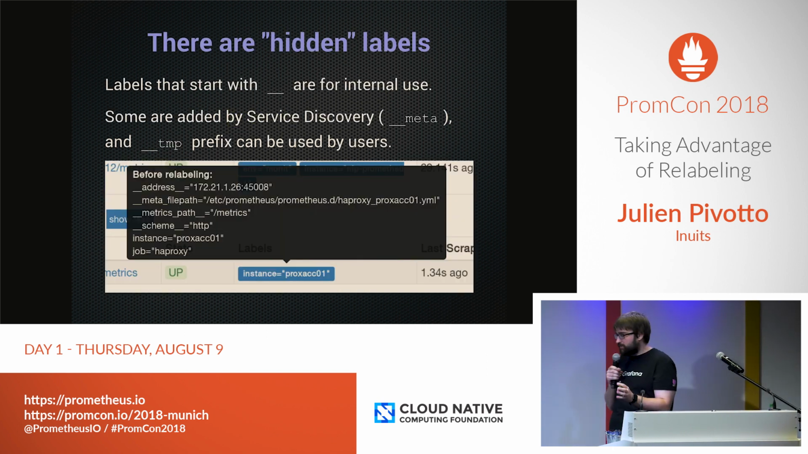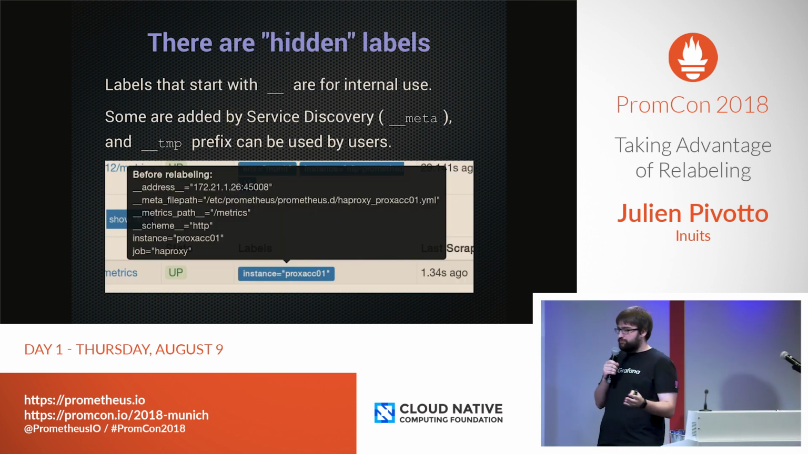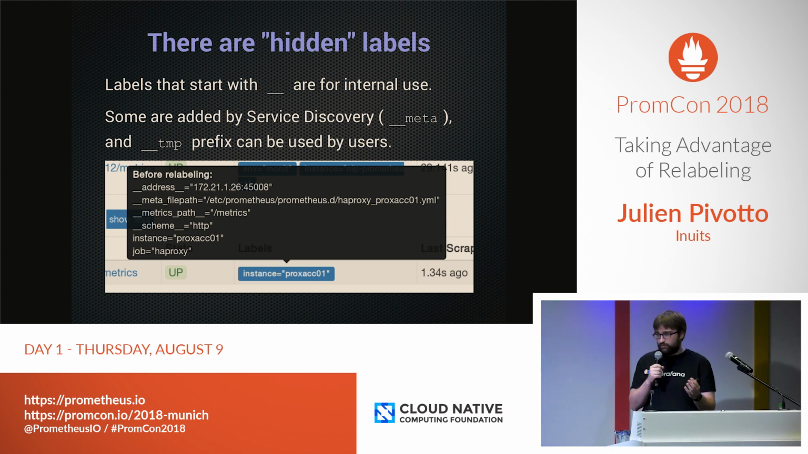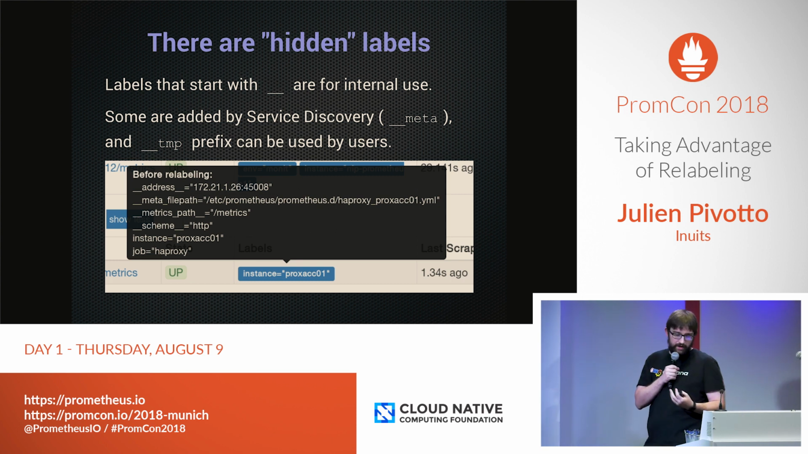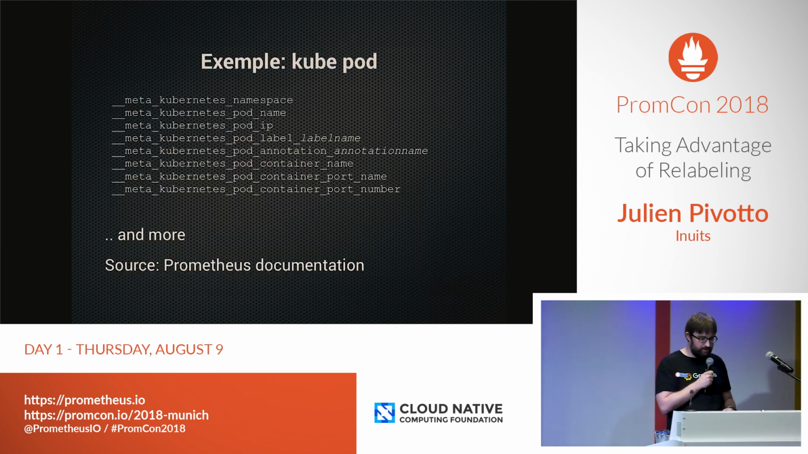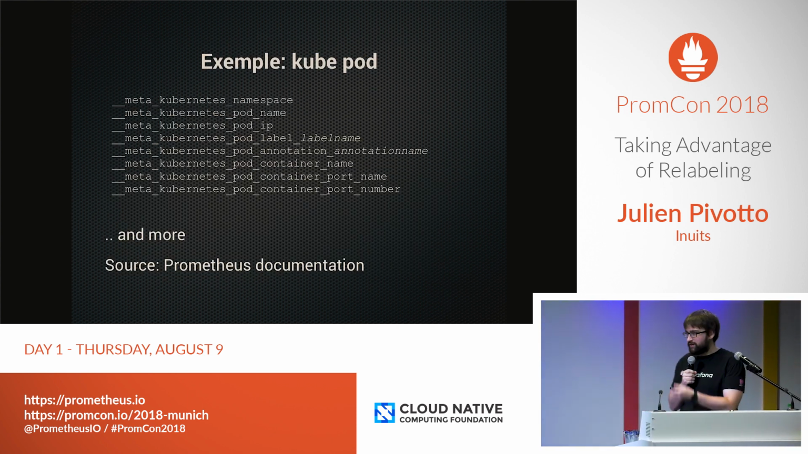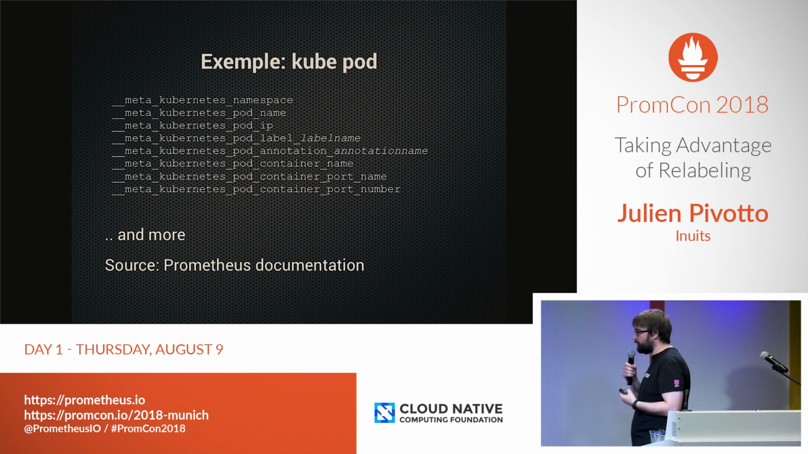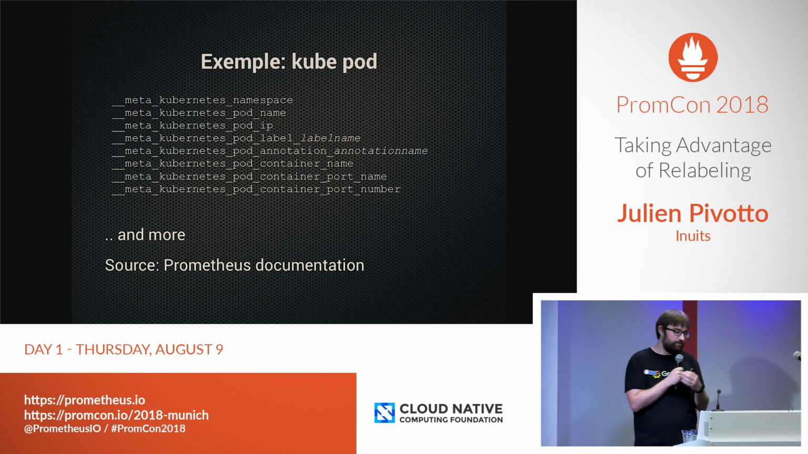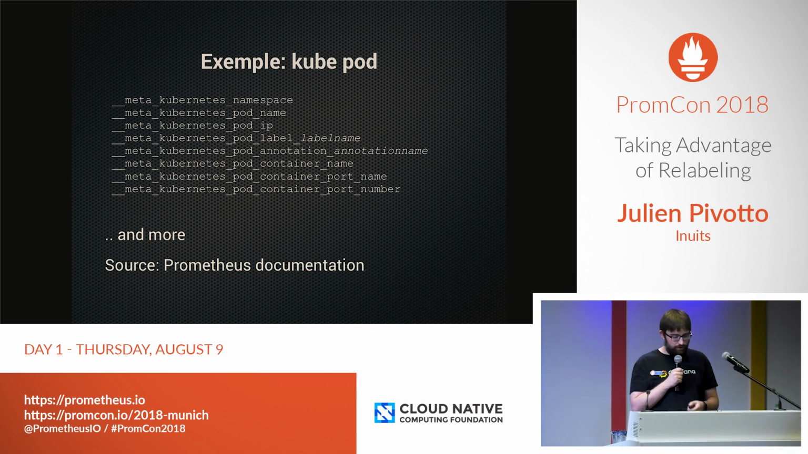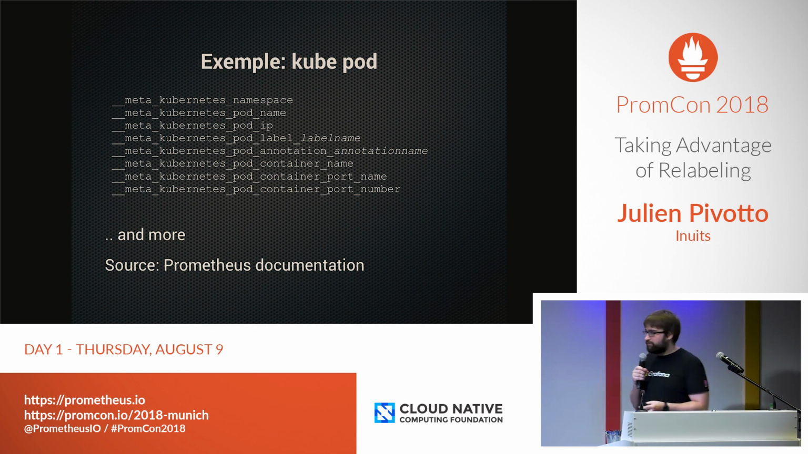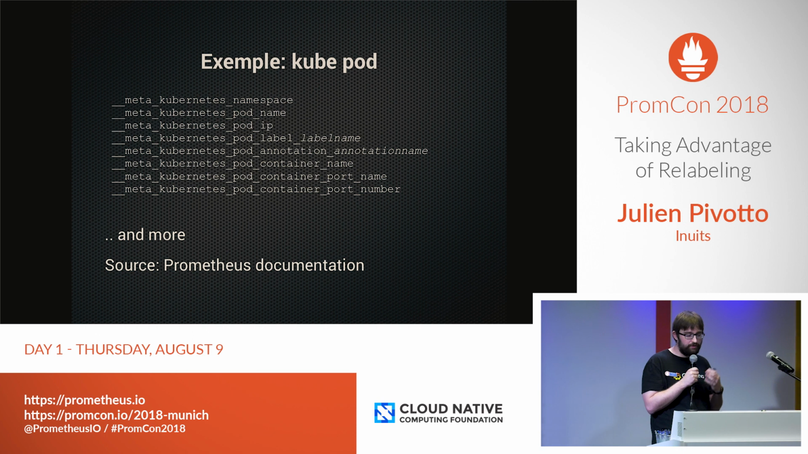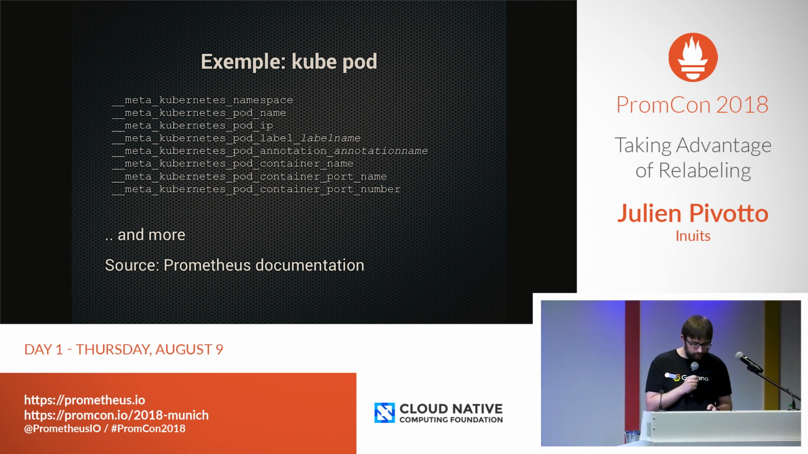There are even some that you don't see. When you do service discovery, you have some labels that start with __meta_ that are added by the service discovery agents. For Kubernetes, for a pod, you have a lot of meta labels that you can use and reuse when you do the relabeling. When you want to configure your target, you can just use them. And it's like that for all the service discovery, including file service discovery, where you have the file path, so you know where your target is coming from.